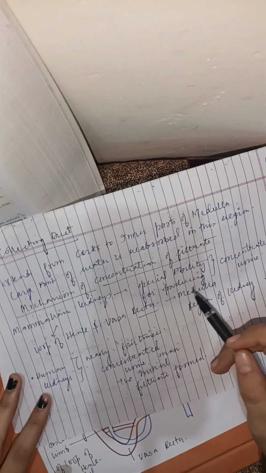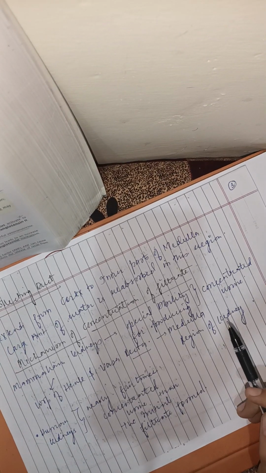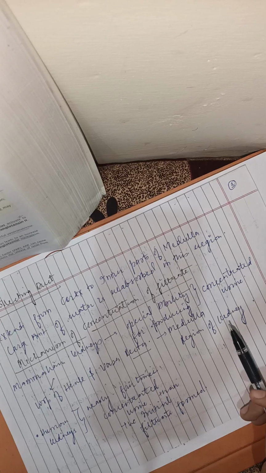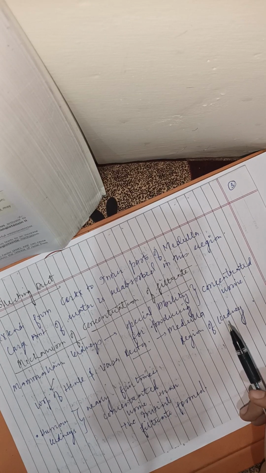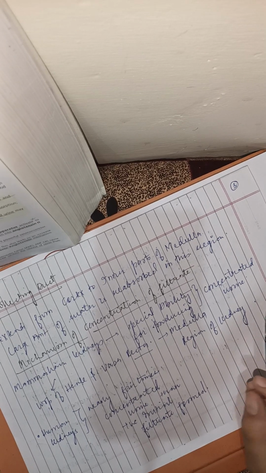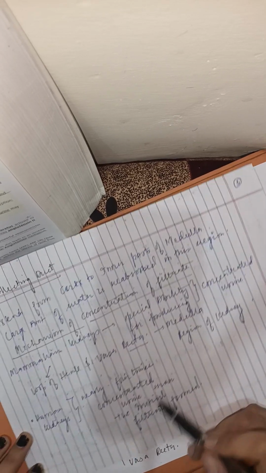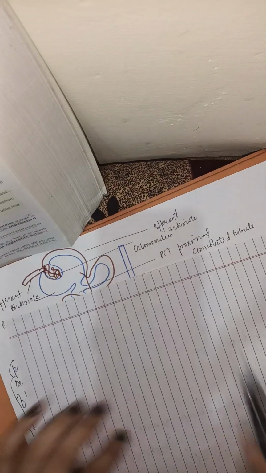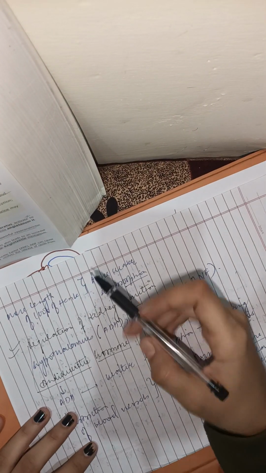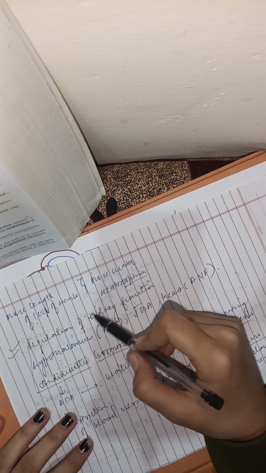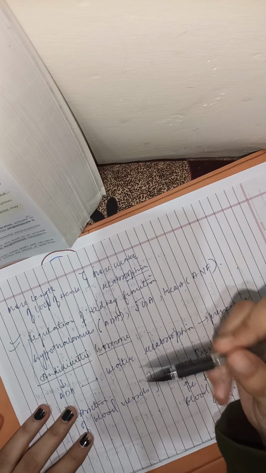Then we have the mechanism of the concentration of filtrate. The mammalian kidneys possess a special ability of producing a concentrated urine, which is 4 times that of the initial filtrate. The more the length of the loop of Henle, the more the water reabsorption.